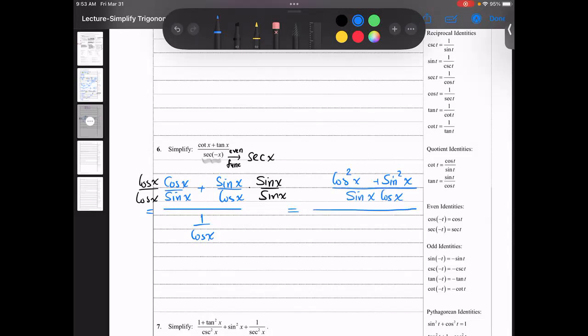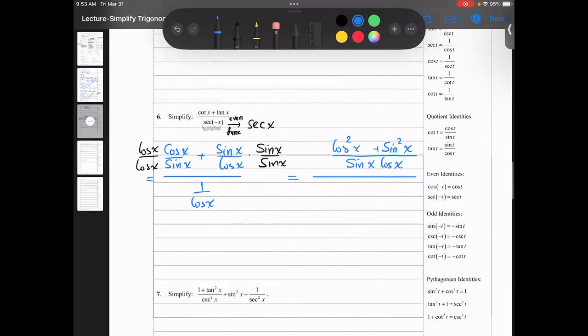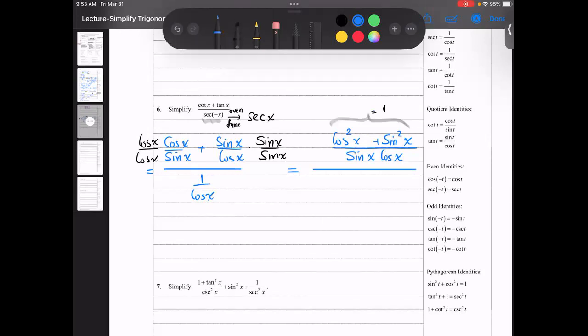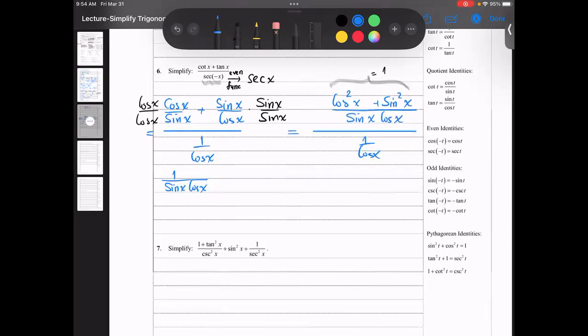Just take care of one thing at a time. What's cosine squared x plus sine squared x equal? 1, thank you. That equals 1. So I have 1 over sine x times cosine x. So that's the top. I just took care of the top. Now the bottom, just rewrite it: 1 over cosine x. There's nothing we can do with the denominator. It's pretty simple.